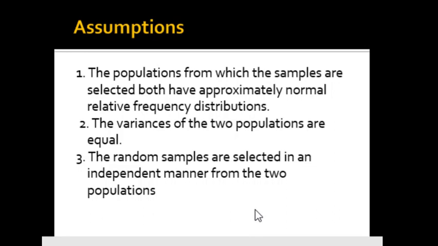Okay. Here are the assumptions that go with this test. The first assumption is that the populations from which the samples are being picked should be approximately normal. The second assumption is that the variances of the two populations are equal, and the two samples must be independent of each other.